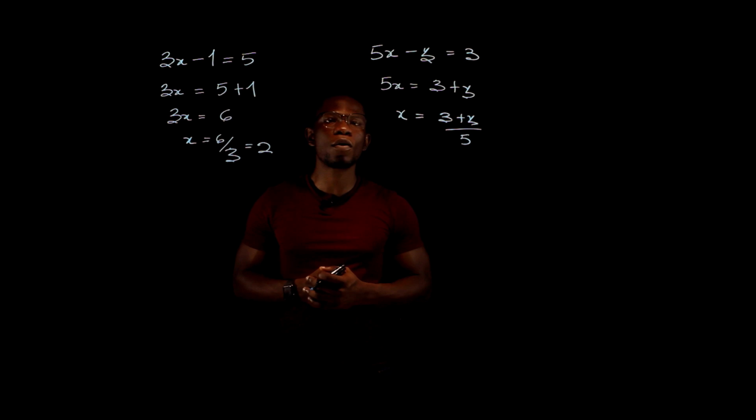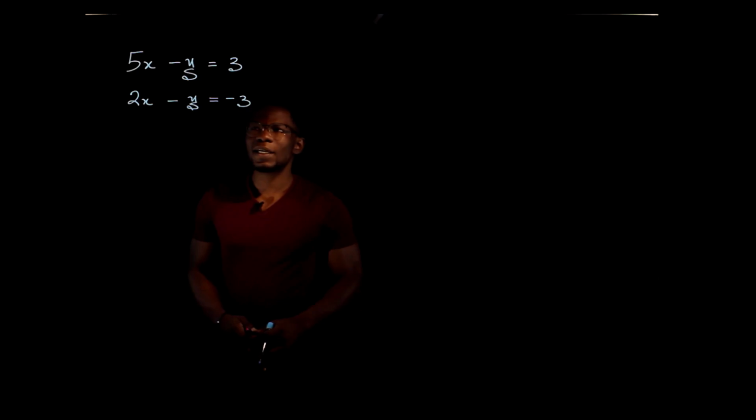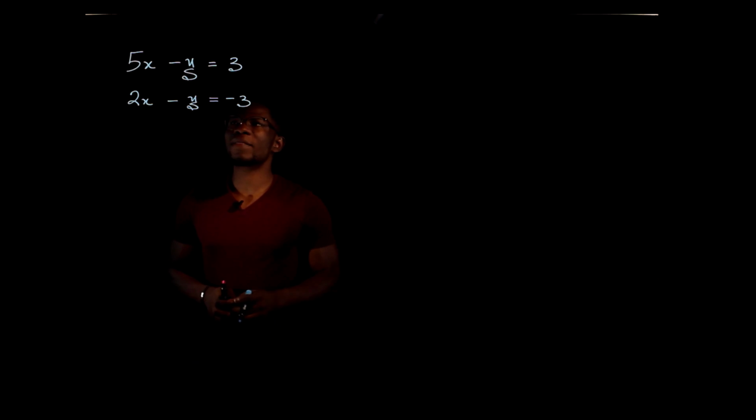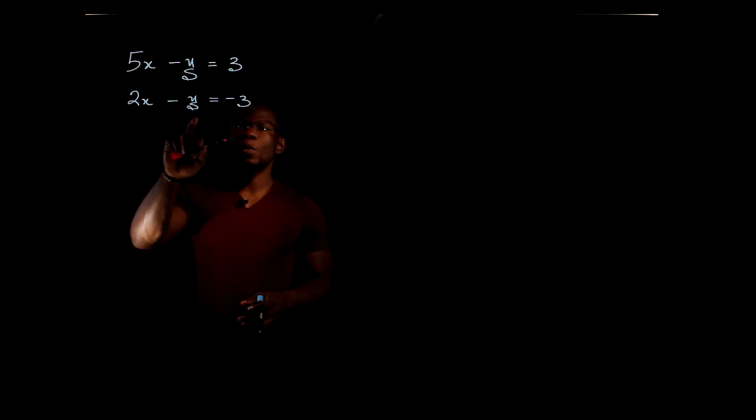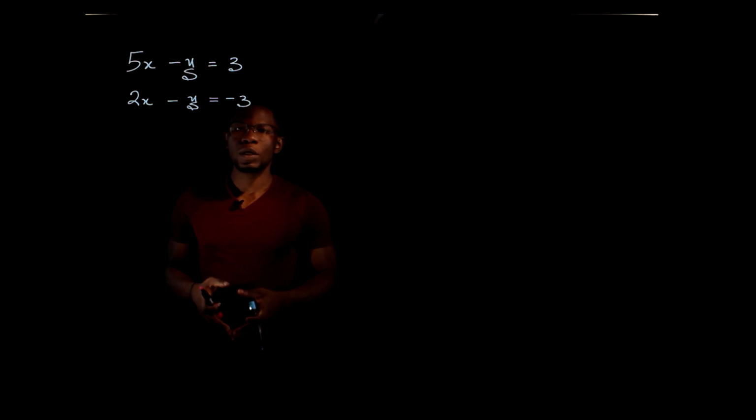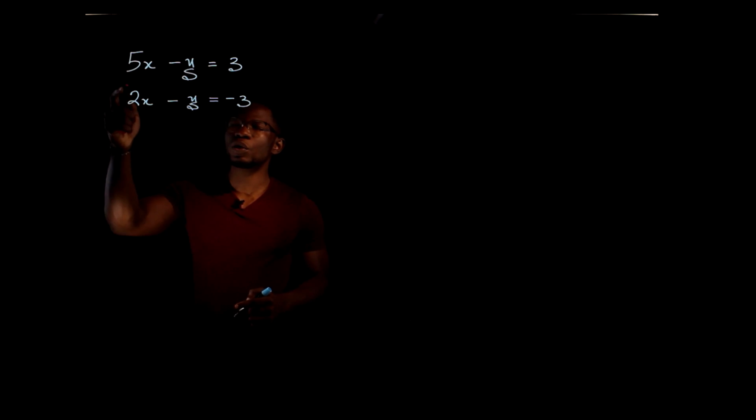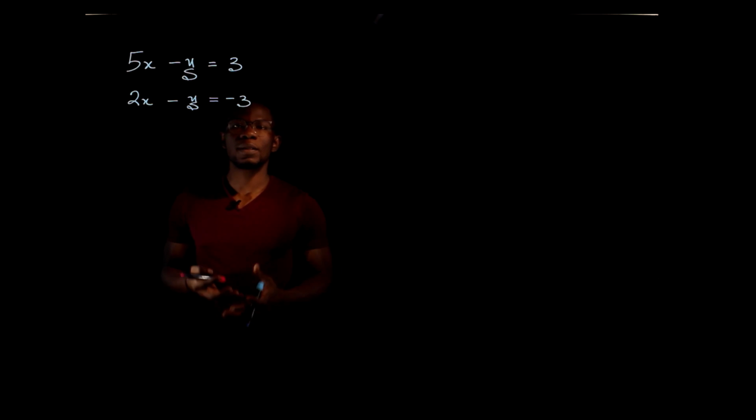So let's go ahead and solve an example of a set of simultaneous equations. For our first example, we have that 5x minus y equals 3 and 2x minus y equals minus 3. So like the previous case, we have two unknown variables here, x and y. But unlike the previous case, we actually have two equations, which would make our solutions easy.